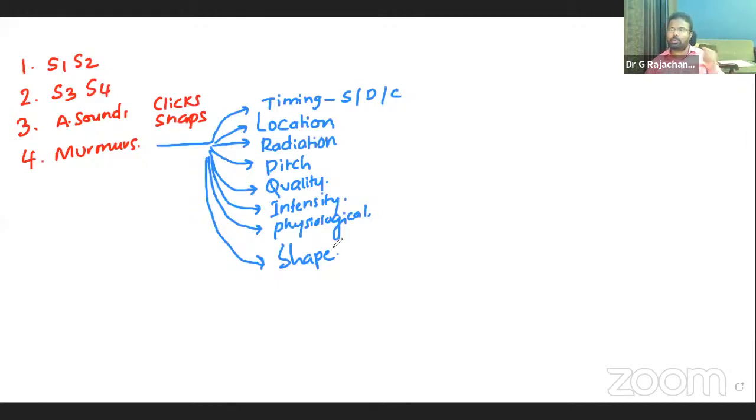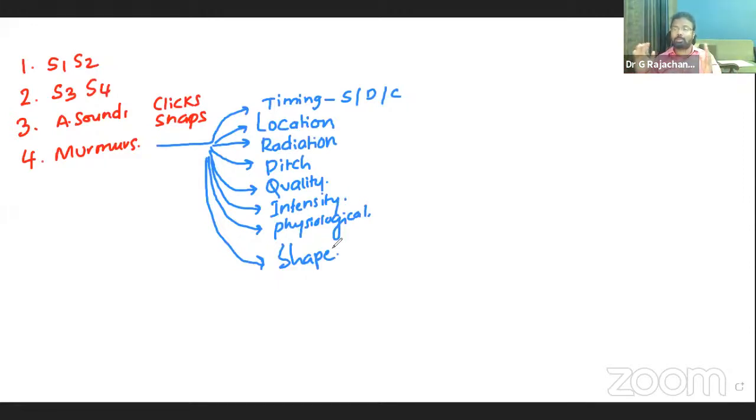Similarly, S1 is produced because of the closure of the atrioventricular valves. What are the atrioventricular valves? Mitral valve and tricuspid valve. If the tricuspid valve and the mitral valve are stenosed, naturally when they close, it produces more sound. So mitral stenosis, tricuspid stenosis produces a loud first heart sound.